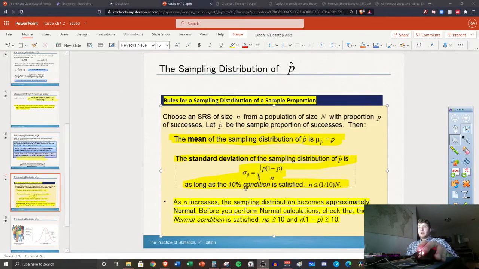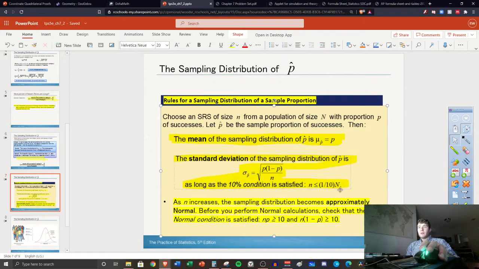So this formula here, it says as long as the 10% condition is satisfied. Whenever you're working through problems, and these are questions on the problem set, by the way, whenever you're working through problems to find the standard deviation, you have to check the 10% condition. You need the sample to be less than 10% of the population.